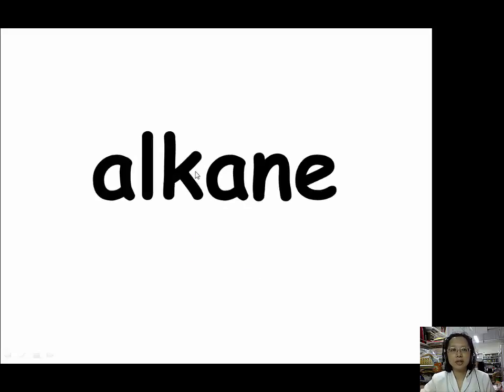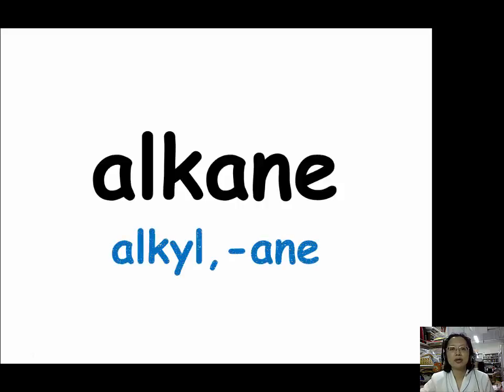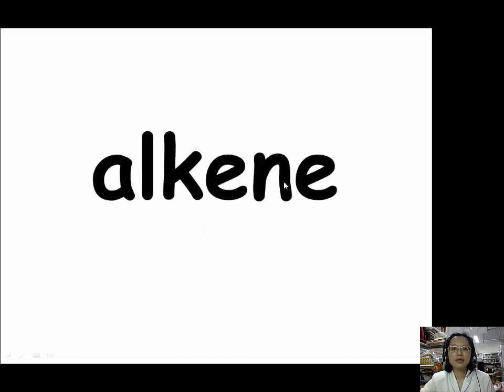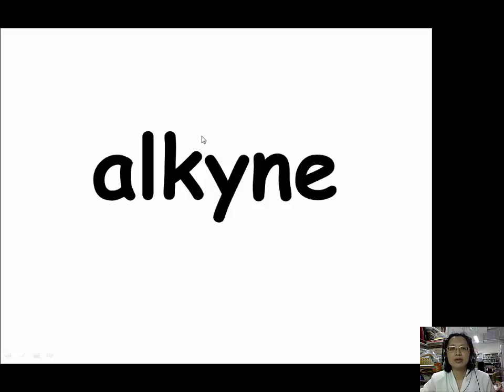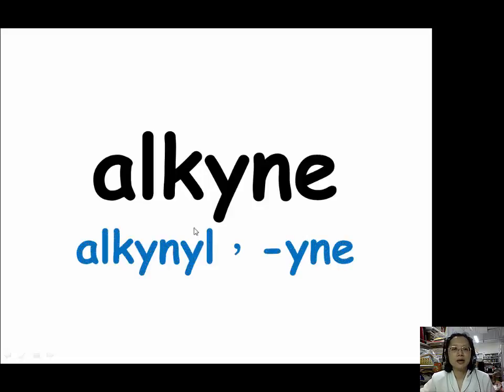For alkane, which is the saturated hydrocarbons, we have alkyl and ANE. For alkene, which has at least one carbon-carbon double bond, we have alkenyl and the suffix ENE to use. For alkyne, which has at least one carbon-carbon triple bond, we have alkynyl and the suffix YNE to use.